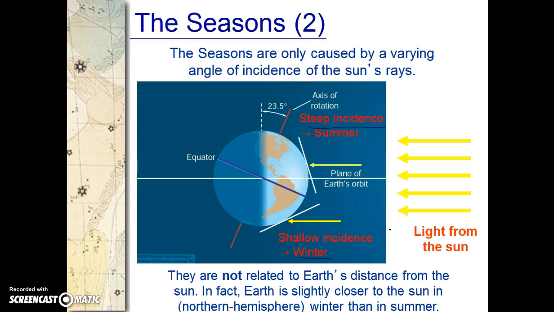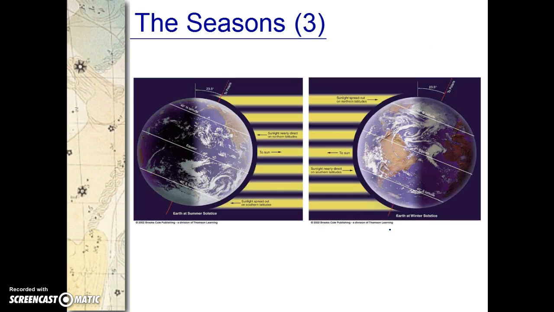Okay, now the light that's coming from the sun and the fact that the Earth is tilted is not related to the Earth's distance from the sun. Okay, the Earth is slightly closer to the sun in the winter that we have than it is in the summer that we have, so don't relate those two.